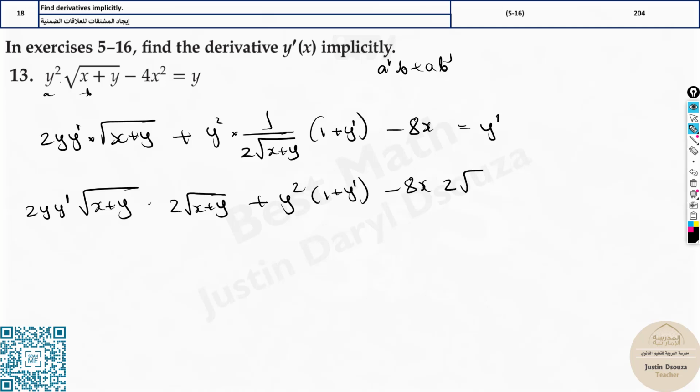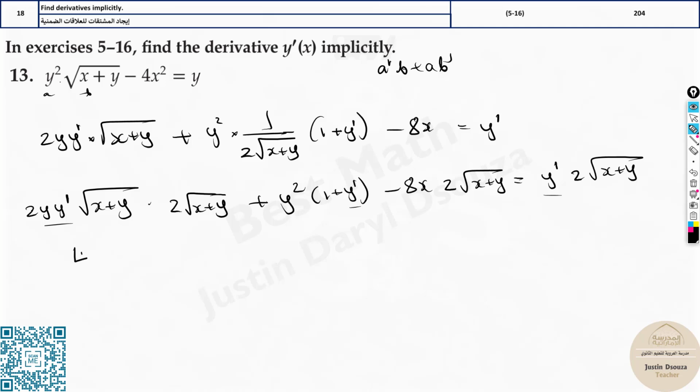Then again we have 2 square root x plus y equals, lastly, y prime times 2 square root x plus y. You can even do it without this simplification, it's just that this fraction will remain, and when it goes to the other side, it might be a little confusing. Now, group the y prime terms. There is one y prime here, and y prime here. First I'll rearrange it and simplify as much as I can, because the numbers can be multiplied.